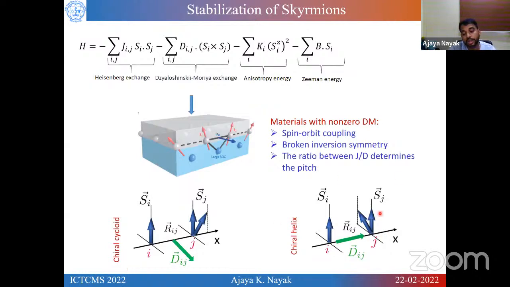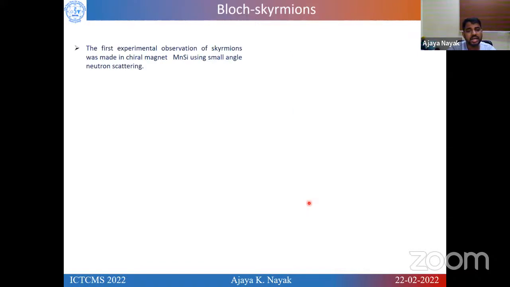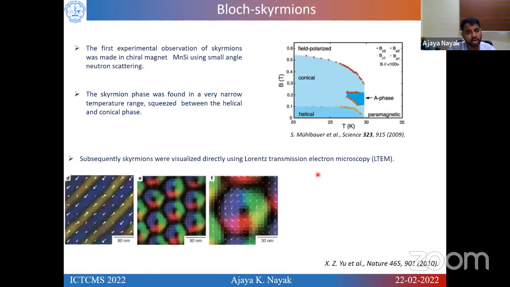And in most of the bulk materials, we generally get chiral helix. So depending upon that, we can get Bloch skyrmion. And as I told, this Bloch skyrmion was first discovered in manganese silicide using small angle neutron scattering experiment, and subsequently the group of Tokura in Japan performed Lorentz transmission electron microscopy measurement to show the existence of skyrmion in this material in real space.